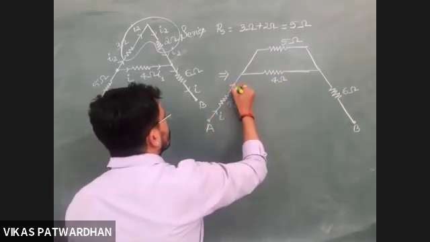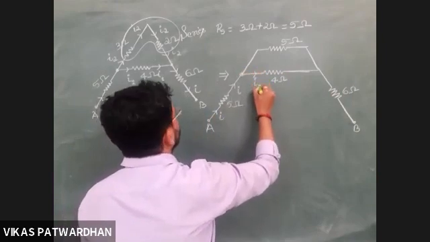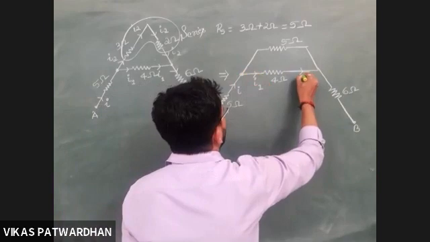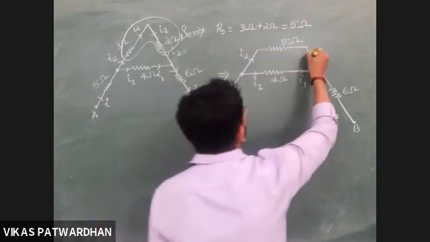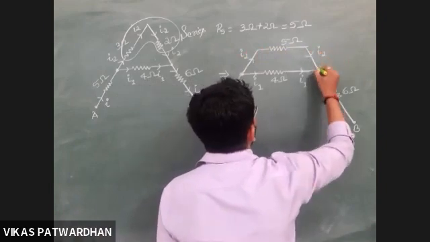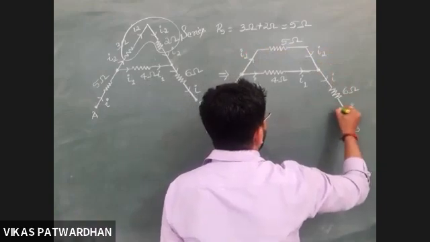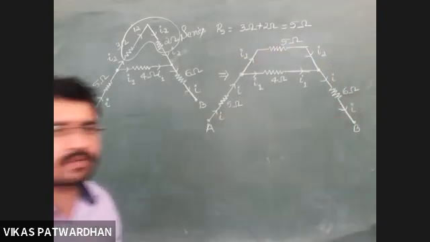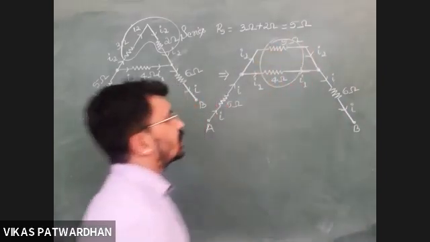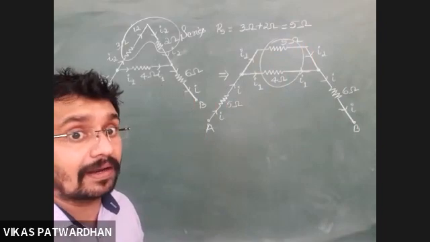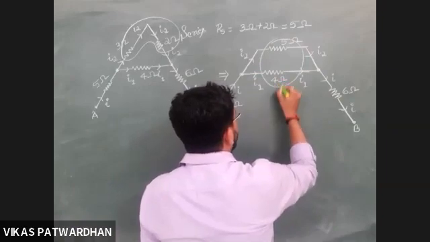I. Here it is I1, here it is I1, here it is I2, here it is I2. Both combine to form I. Is that correct? Yes. Now tell me, how are these two connected? They are connected in parallel. Why? Current branches. So this is parallel.